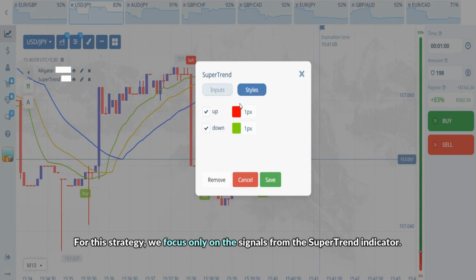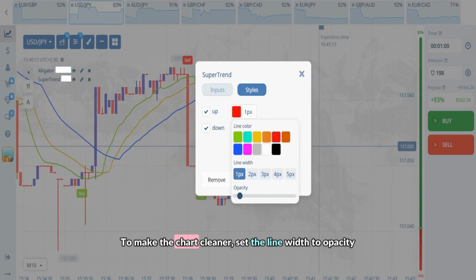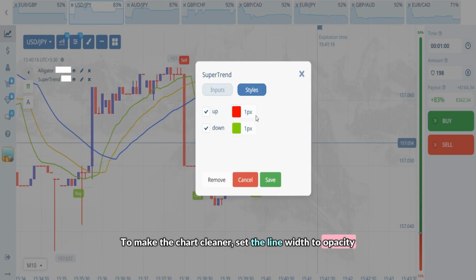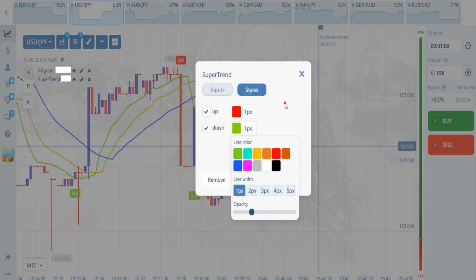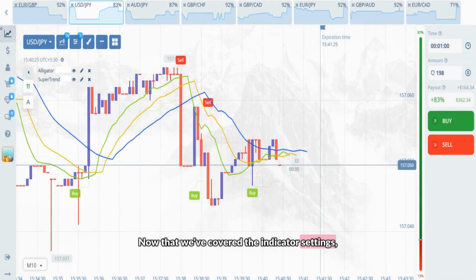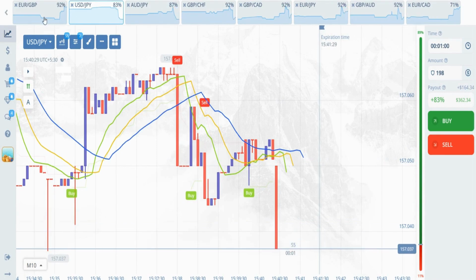For this strategy, we focus only on the signals from the super trend indicator. To make the chart cleaner, set the line width to opacity so that the line is hidden and only the signals are visible. Now that we've covered the indicator settings, let's move on to the next trade and see this strategy in action again.